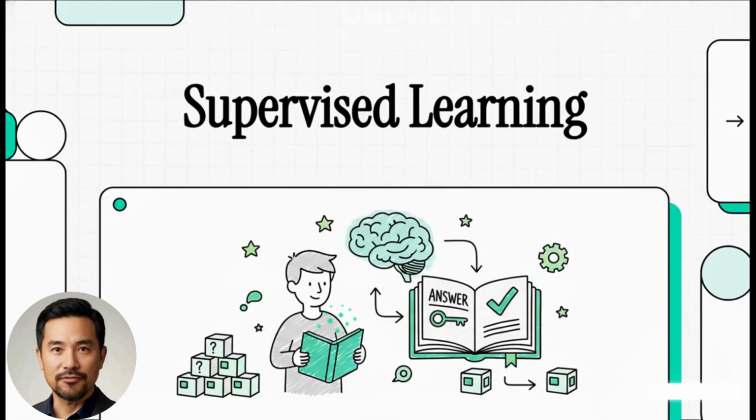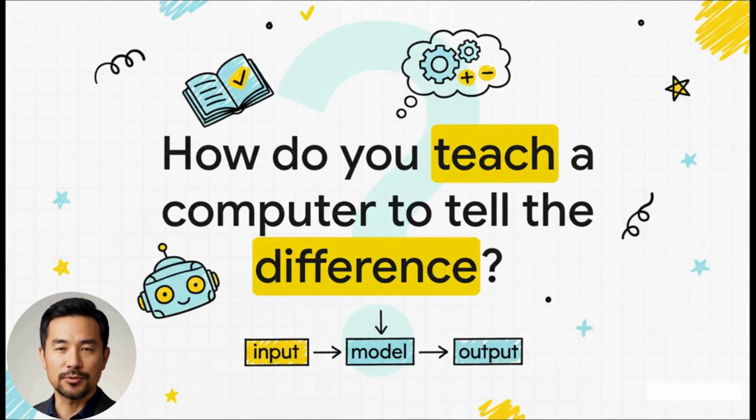Have you ever wondered how your email magically knows what's spam, or how your phone can pick out faces in a crowd of photos? Well, a lot of the time, the answer is a concept called supervised learning. It is, no joke, one of the most important ideas in all of AI, and we're about to break down exactly how it works. So, let's just start with a simple question.